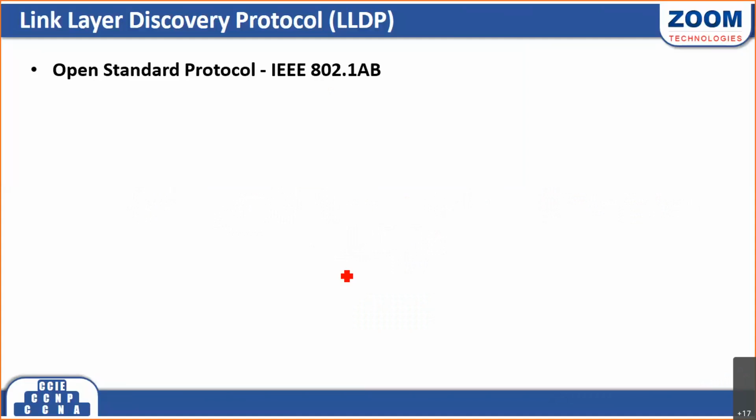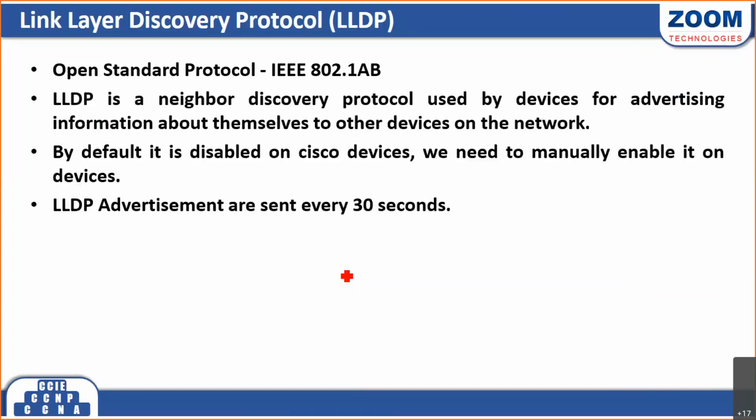So LLDP is an open standard protocol. Compared to CDP, LLDP is faster. Like CDP advertisement is every 60 seconds, right? LLDP advertisement is every 30 seconds. And on Cisco devices by default it is disabled. CDP is enabled by default in all Cisco devices, but LLDP is disabled. We need to enable it manually on Cisco devices.